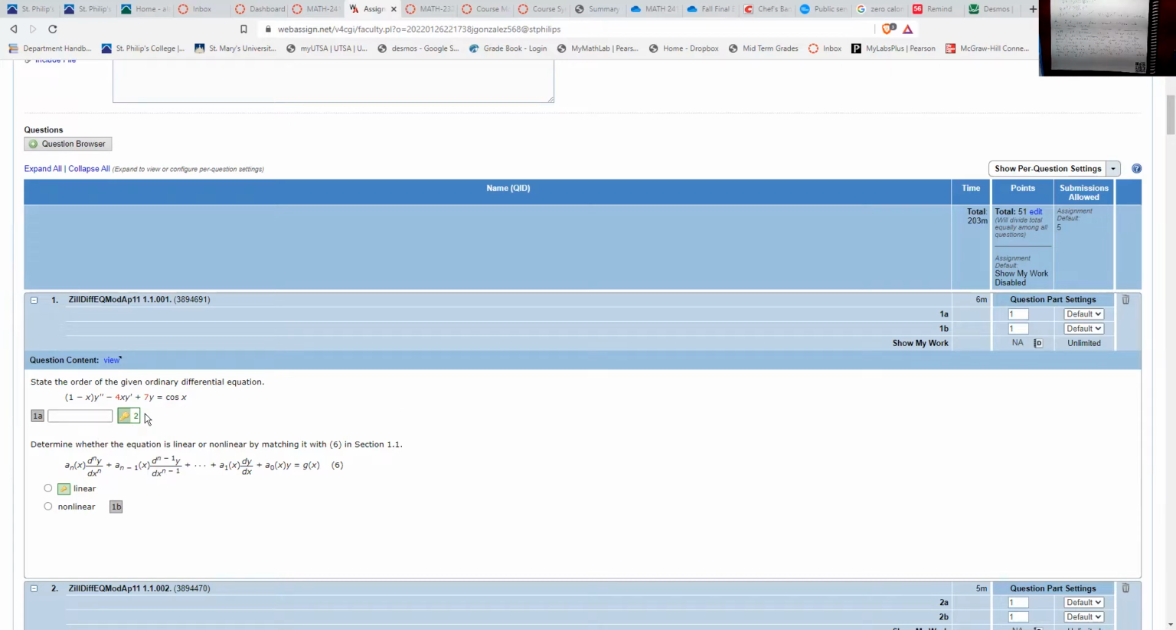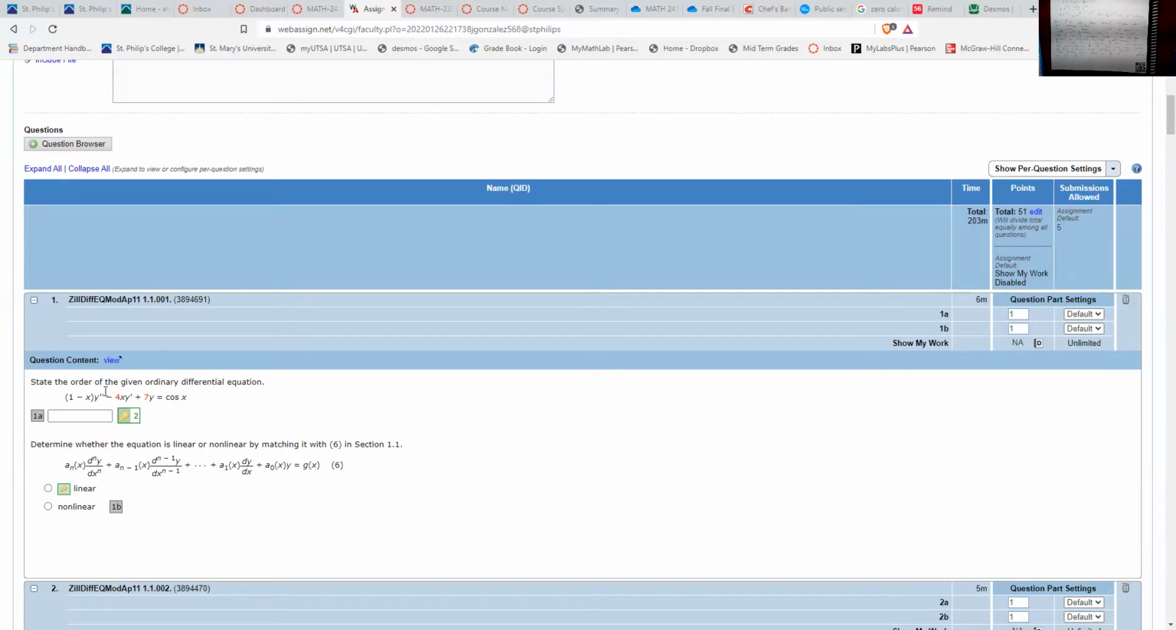So number 1, we talked about what order means, right? State the order of the given ODE. Well, order is dependent on the highest derivative. So we have a double prime, a single prime, and no prime. So 2 would be the order, right?